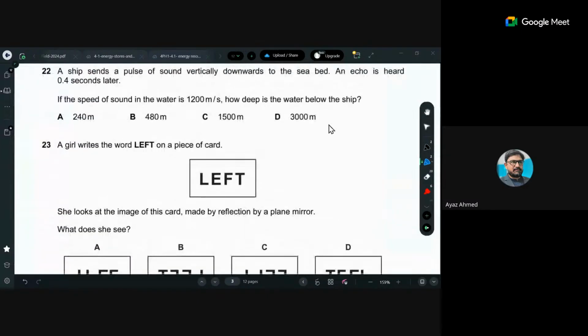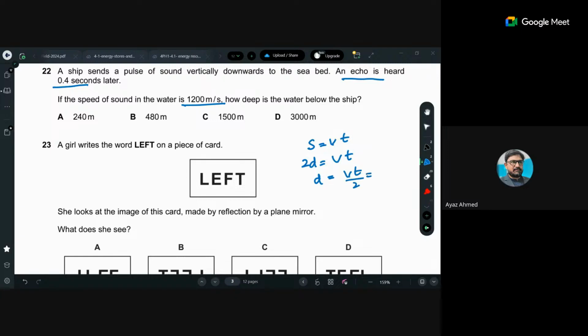Next, a ship sends a pulse of sound vertically downwards to the seabed, and the echo is heard 0.4 seconds later. The speed of sound in seawater is 1200 meters per second. How deep is the water below the ship? The word echo is very important. I told you that in the case of echo, you use 2D = VT, so D = VT/2.